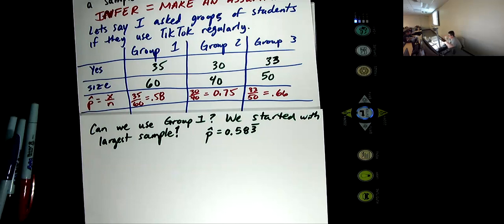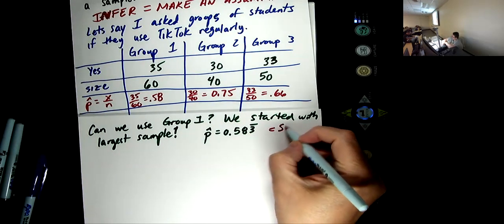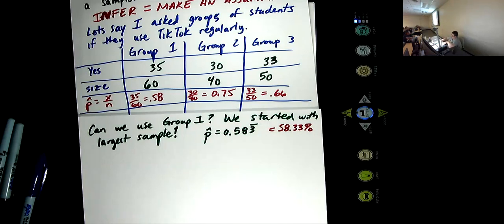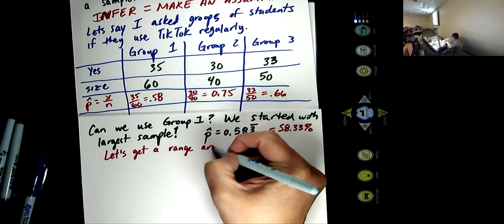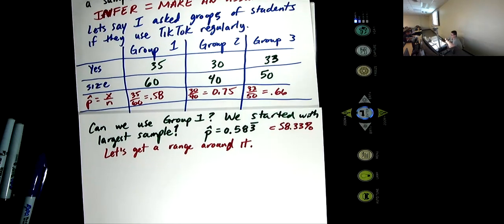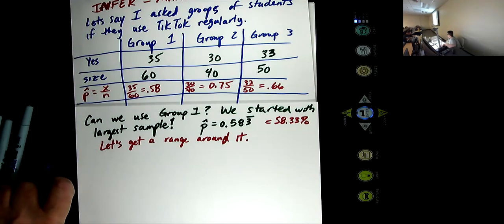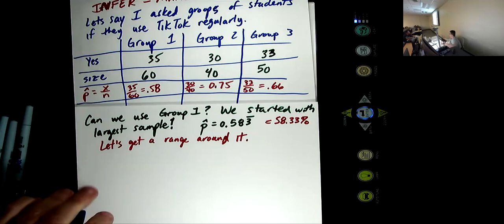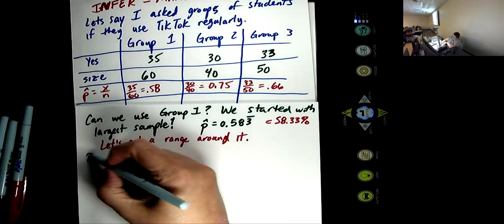Now, clearly that's not a given because I had 2 other groups with different numbers, right? So maybe I need to come up with a number range. This is 58.33%. Let's get a range around it. Well, what's a good way of going about this numerically? If this follows a normal distribution, we could use the normal probability model. Does this follow a normal distribution?